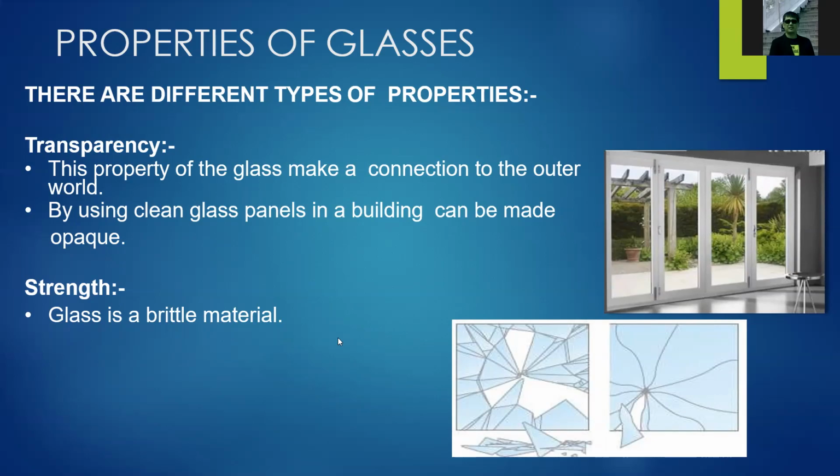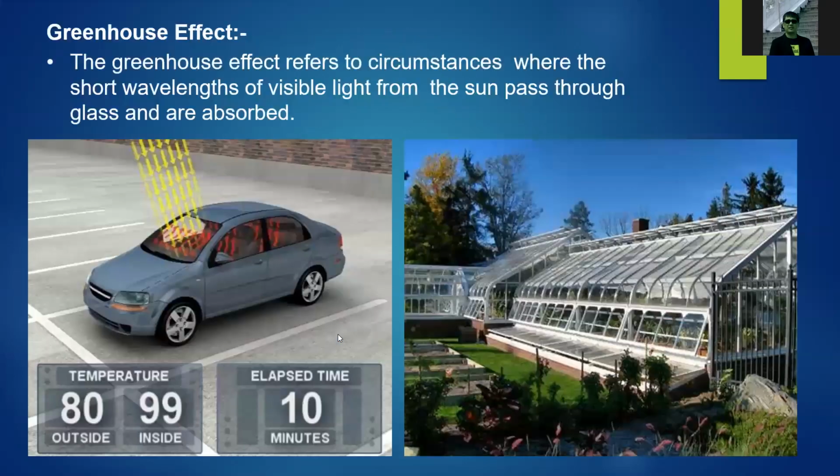It can break. Another one is the greenhouse effect. The greenhouse effect refers to the circumstances where the short wavelengths or visible light from the sun pass through the glass and are absorbed. This is what you call the greenhouse effect, when the temperature rises inside of a particular structure or vehicle when glass is used as the exterior separator.